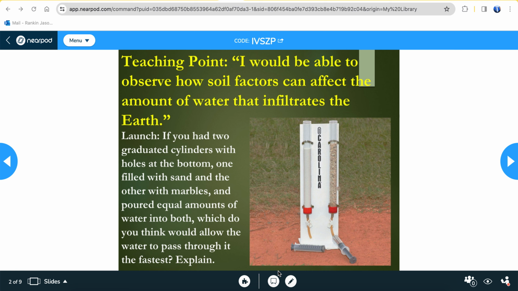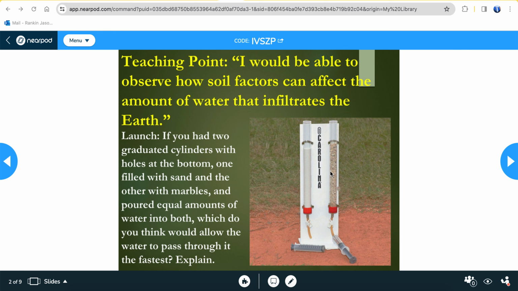Launch. If you had 2 graduated cylinders with holes at the bottom, one filled with sand and the other with marbles, well, this is not marbles, but it's big enough, bigger than the sand, and poured equal amounts of water into both, which do you think would allow water to pass through it the fastest, and explain? You can pause the video, think about it, and then unpause it when you're done thinking about it and listen in on the answer.